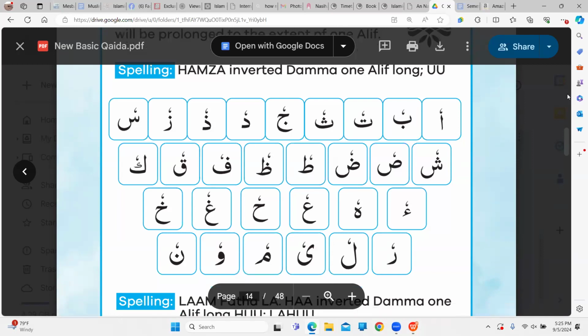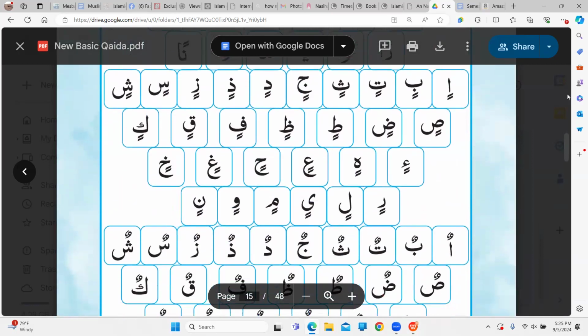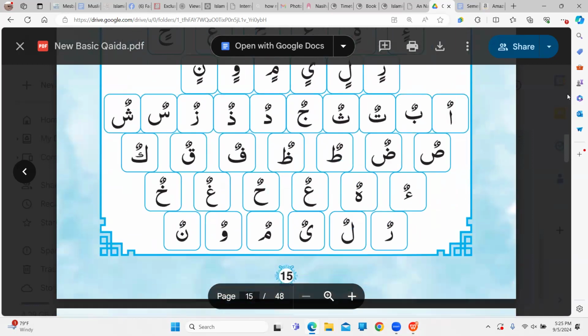Okay, now we went on to explain that when it comes to the tanween, we have to eventually let the students understand tanween and sukun. Noon sukun and tanween is basically the same thing. It's just how you write it. It's the same sound, but you're writing it differently.